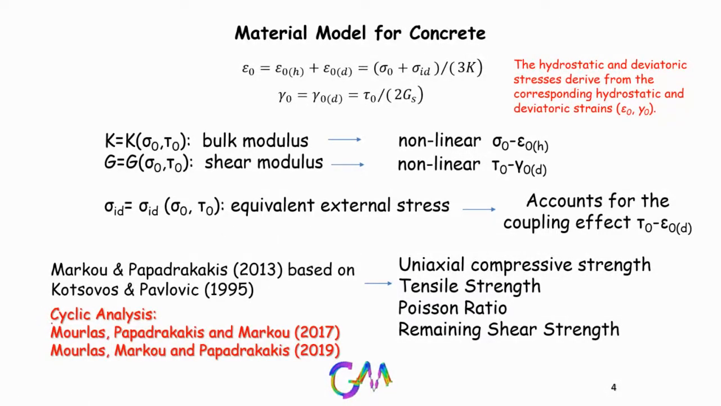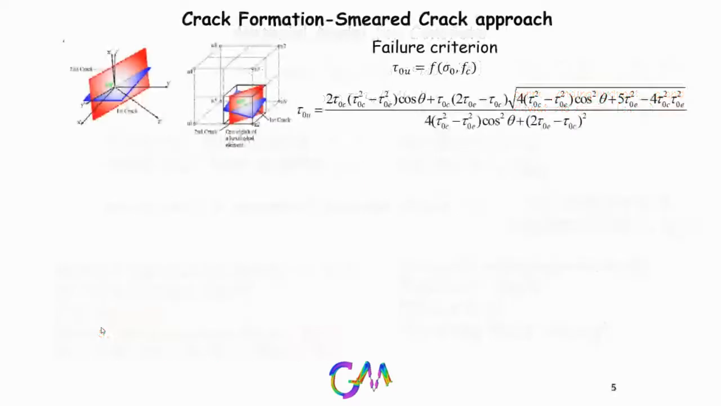Mourlas, Christos contributed through these publications for the ability to model under cyclic conditions our reinforced concrete structures. And of course, one might wonder, what's the difference between monotonic and cyclic? Monotonic is the one where we push only, we apply load only along one direction. A cyclic is when I take, let's say, a column, I push it towards the left, then I bring it back, I push it towards the right, and so on. This is a cyclic analysis.